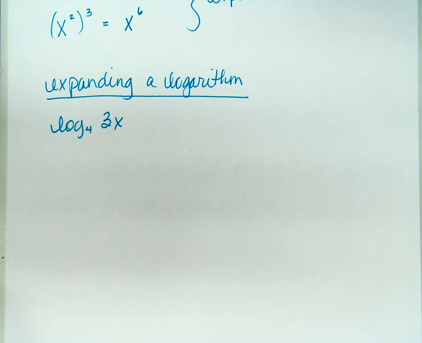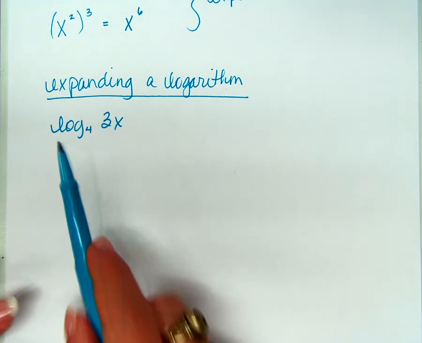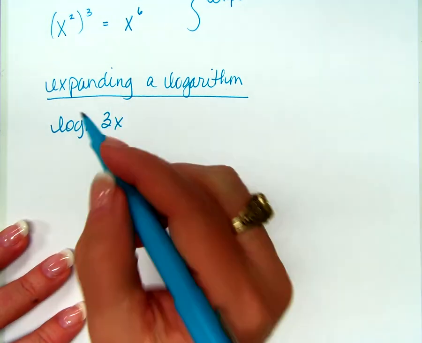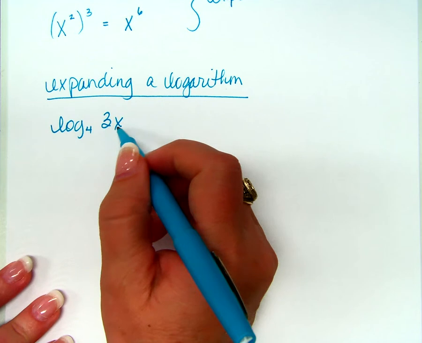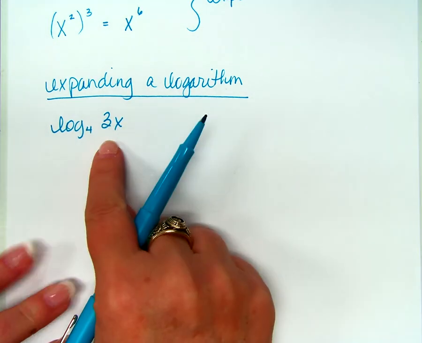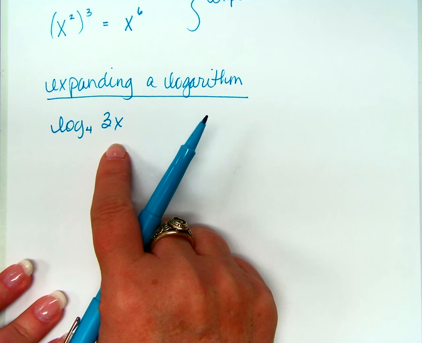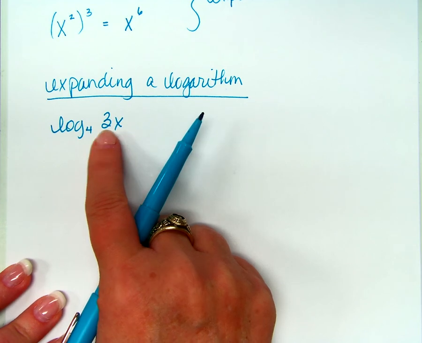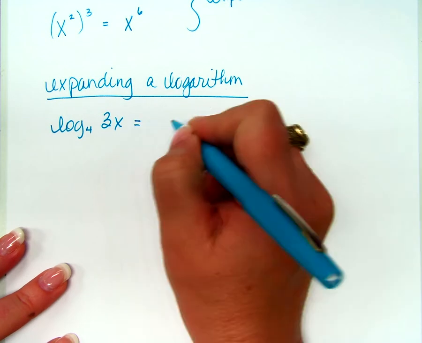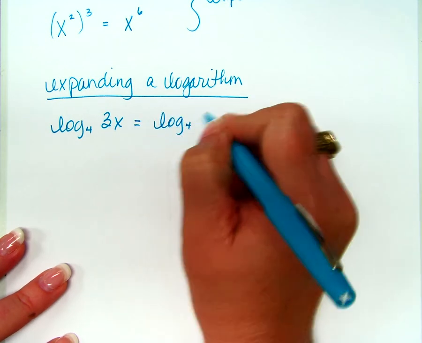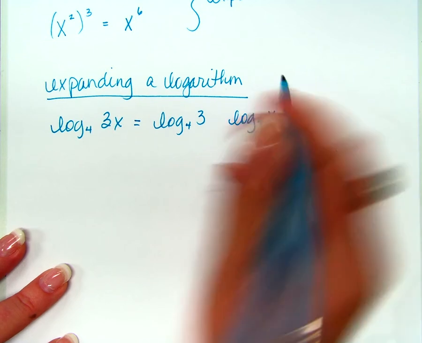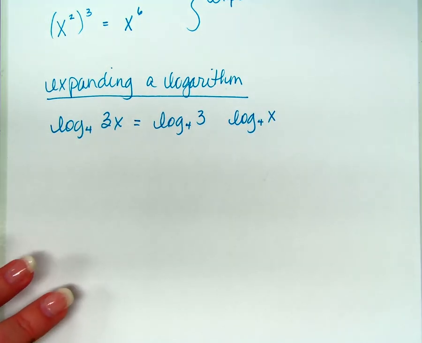Expanding a logarithm. Okay. This is what the problem looks like. When we're expanding a log, however many terms are inside that log is actually how many times I'm going to write the word log. How many times am I going to write the word log this time? How many terms are inside the log? 2, right? A 3 and an x. So I'm going to write log base 4 of 3 and log base 4 of x. That makes sense?